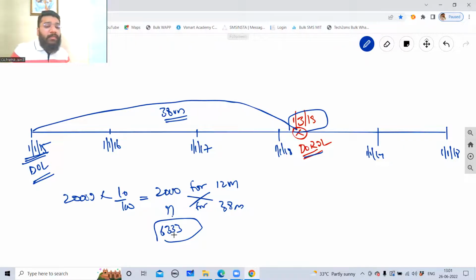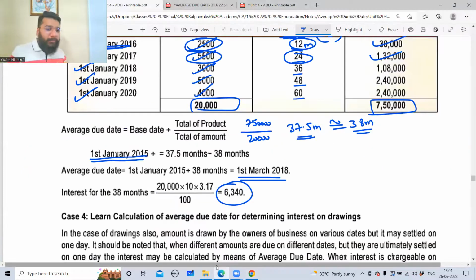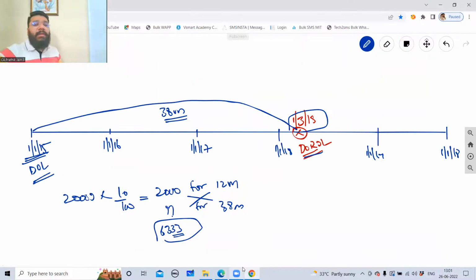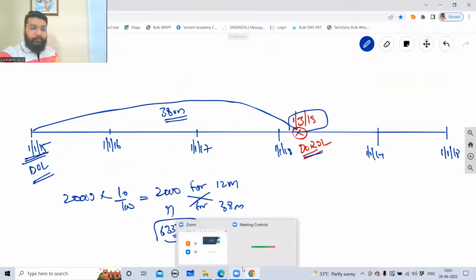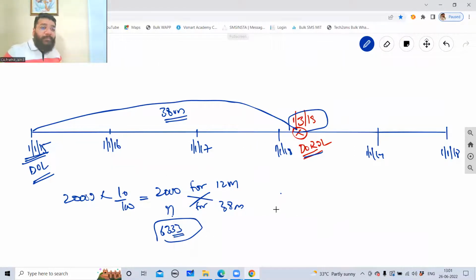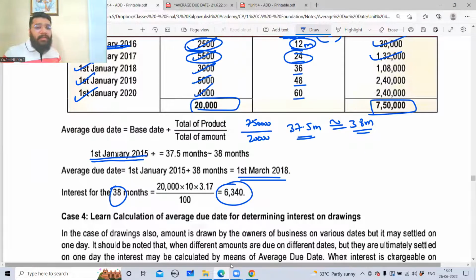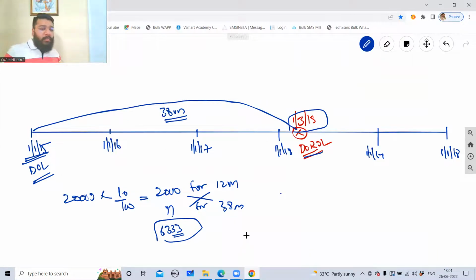What they have done is they rounded off this 33 to the nearest 10 rupees. This is round-off approximation. You don't have to worry. But they have calculated the interest for 38 months, which is about 3.17 years. If you convert these months into years, you'll get that. See, approximation, you don't have to go into that much detail.